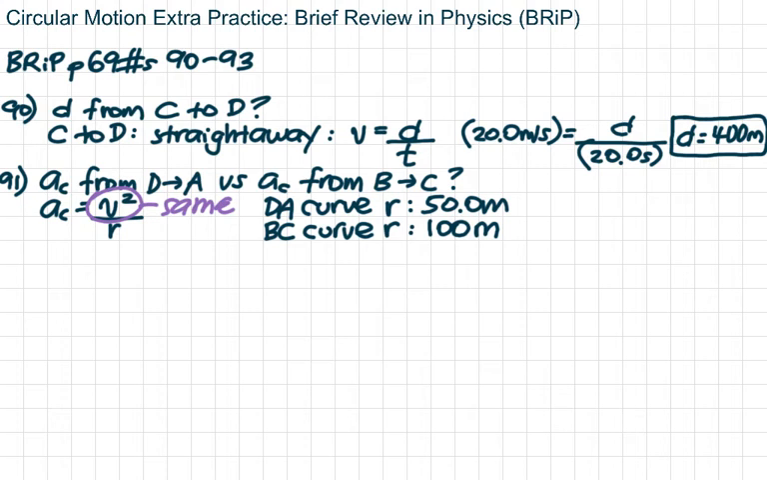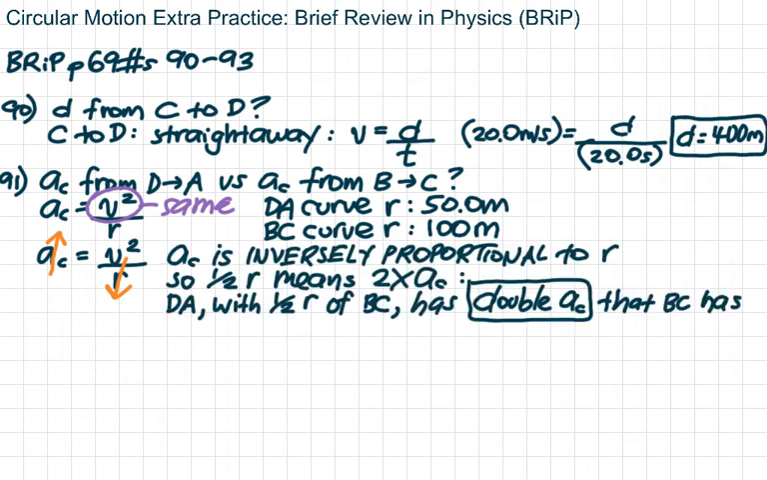And so it says compare DA to BC. DA has half the radius. DA has a smaller radius, and we can see that centripetal acceleration and radius are inversely proportional. The DA curve has half the radius at 50 meters, that's half of 100. So with half the radius that BC has, at half the radius, it would have double the centripetal acceleration that the BC curve has.